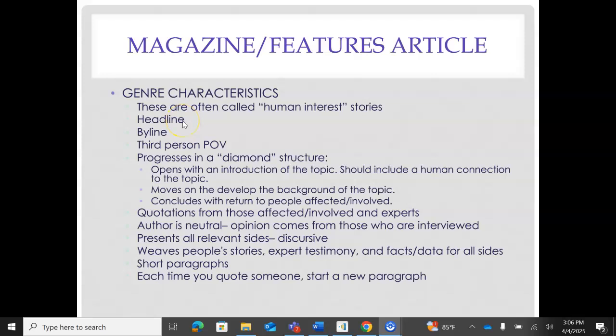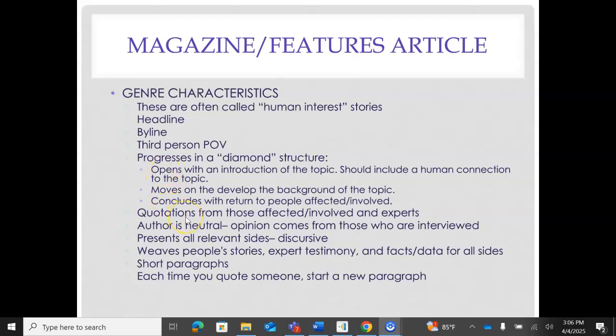They have a headline because they're in a newspaper or a magazine. They have a byline. They're in third person point of view, and they use a diamond structure. Whereas a news article uses an inverted pyramid structure that starts with whatever's most important and ends with whatever's least important, a diamond structure, on the other hand, begins and ends with a human connection to the topic. In the middle, the background is developed along with more human connection, expert testimony, facts, and data. And then at the end, we return to the human connection.